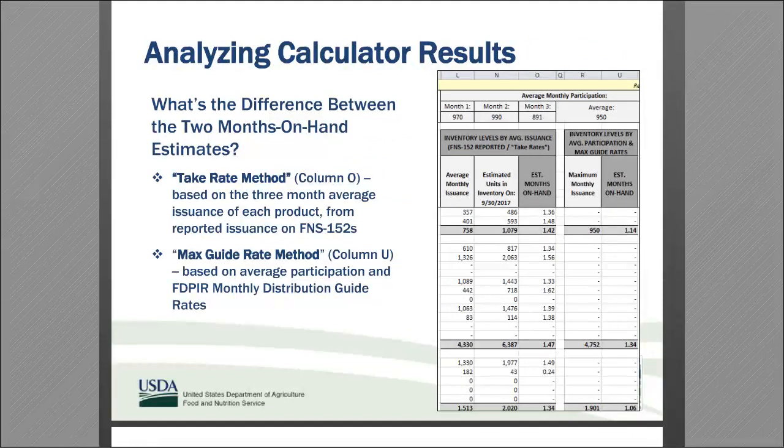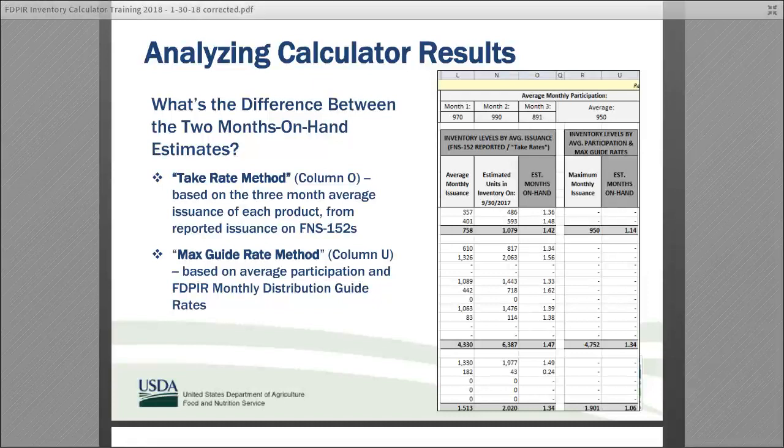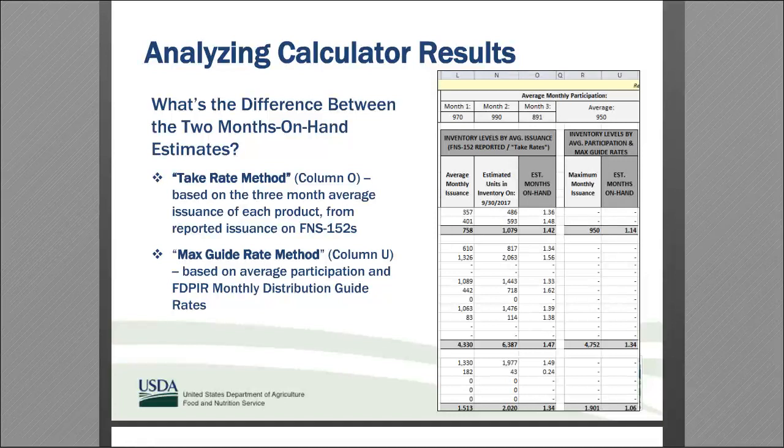In order to use the calculator in any of the ways we just discussed, you'll need to be able to interpret and analyze the results. First, let's discuss the two different months-on-hand estimates and how to interpret them. The take rate method is based on the 3-month average issuance of each product from reported issuance on FNS 152s. It's found on column O of the inventory calculator. The take rate method generally provides a more accurate estimate since it takes into account how much of each product is actually issued in 1 month.